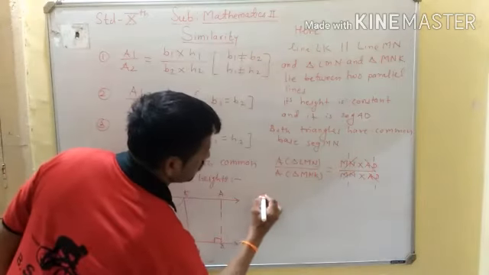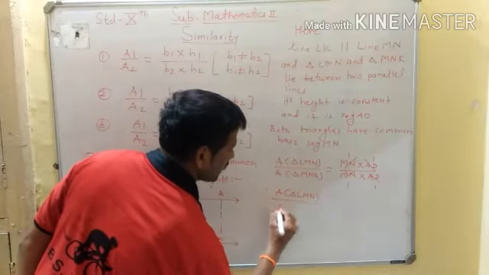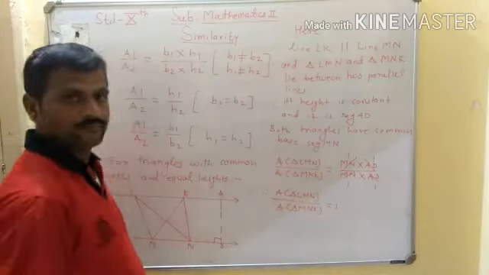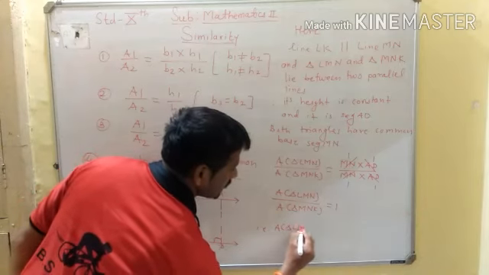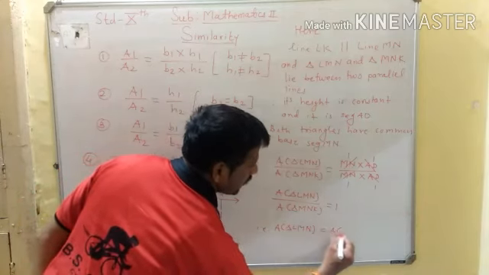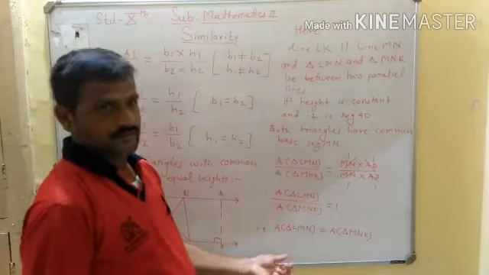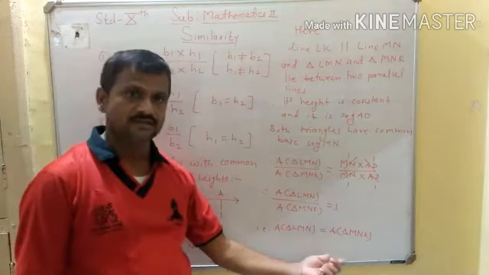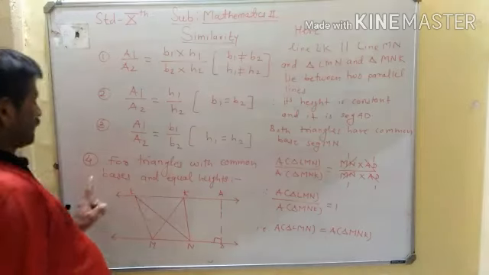Here we get area of triangle LMN upon area of triangle MNK is equal to 1. That is, we write here area of triangle LMN is equal to area of triangle MNK. That means for triangles with common bases and equal heights, the areas are equal. That's the most important property.